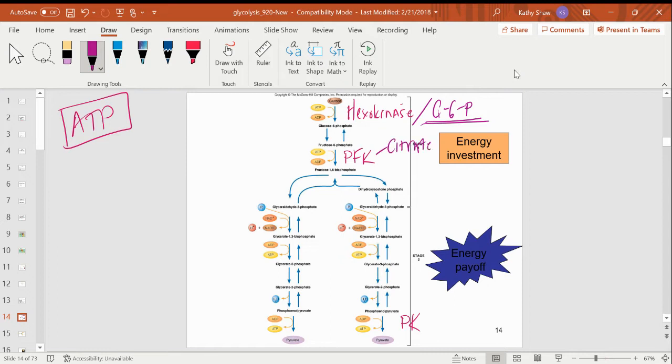Phosphofructokinase is regulated by citrate and by energy. Again, remember how we can say we have energy or we don't have energy. If I have ATP, I have energy. If I have NADH, we're going to assume we have energy because I have what I need to make energy. I have ATP equivalents. I have electron carriers loaded up with electrons.